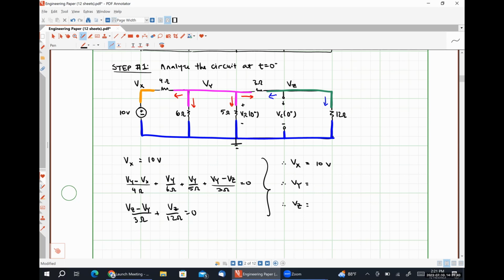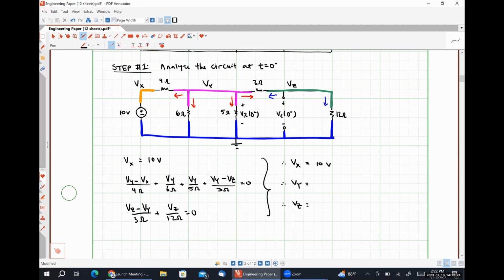So 3x3 system, my coefficient for Vx in my first equation is 1, then I have 0, 0, and 10. My coefficient for Vx in my second equation is negative 1/4. My coefficient for Vy is 1/4 plus 1/6 plus 1/5 plus 1/3. We got all those together there. My coefficient for Vz is negative 1/3.